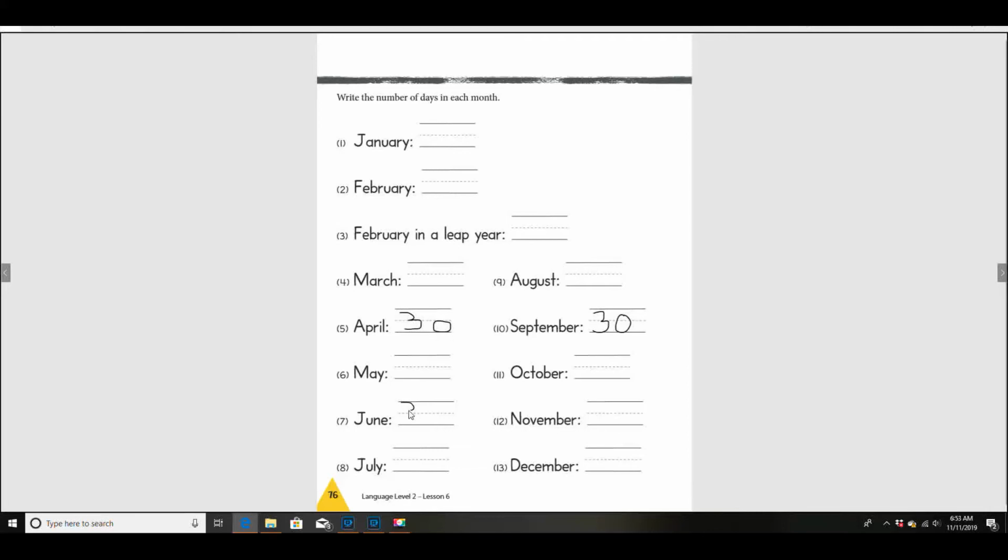June, and November. See, that's the part of our poem that rhymes. So these 4 months have 30 days, and this is how we remember.